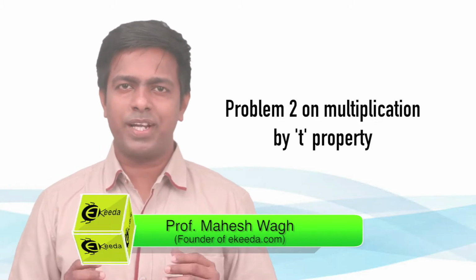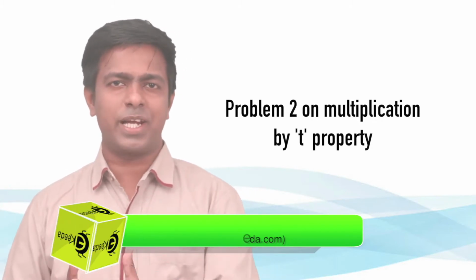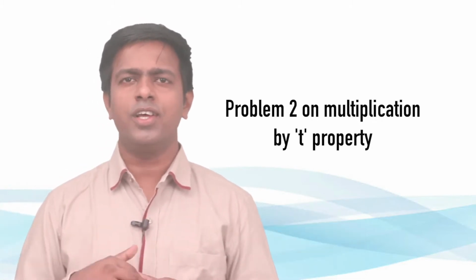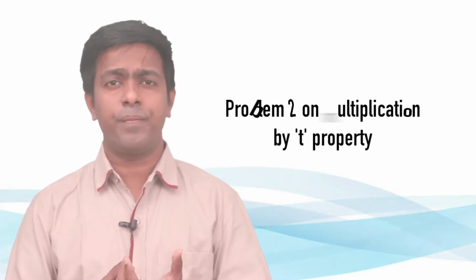Hi students. So after completing the first question on multiplication by t property, we are moving to the second problem on multiplication by t property. So here we'll see the variation in the given function f of t, and we'll see how we are applying that multiplication by t property to get the answer. So let's start with the numerical.